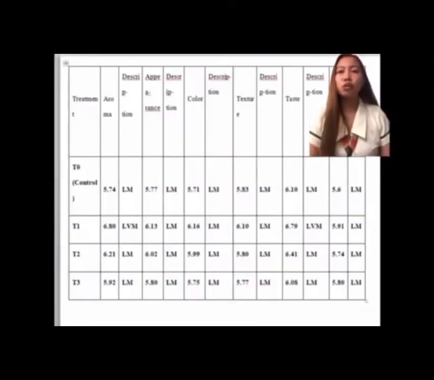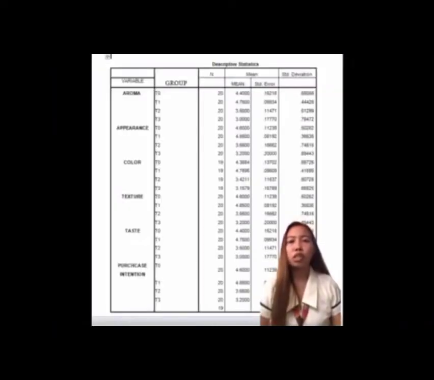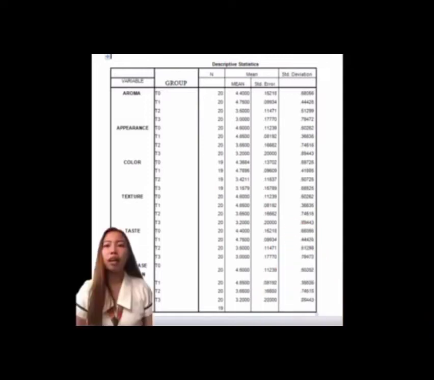Now let's proceed to Table 20, which is the summary table on the level of acceptability of aloe vera brownies in terms of different attributes perceived by the panelists. As you can see on the screen, the aroma, appearance, color, texture, and taste. And now let's proceed to Table 21, which is the treatment statistics. As you can see, the descriptive statistics for aroma, appearance, color, texture, taste, and purchase intention. We have 20 respondents, and the mean, the standard error, and the standard deviation.